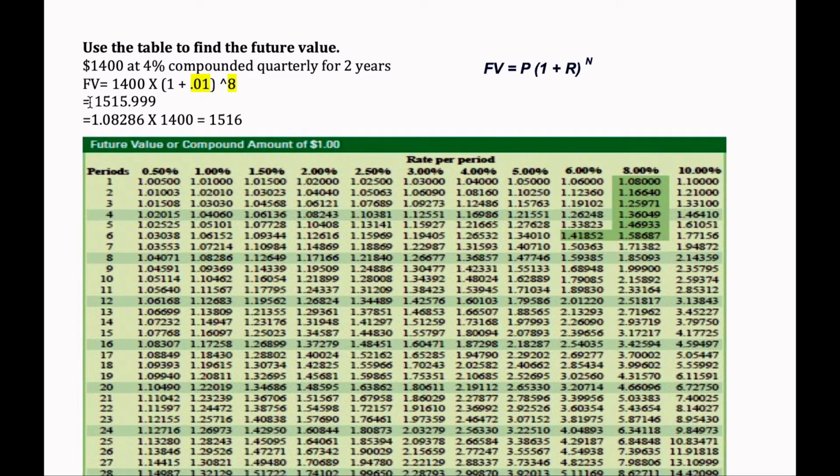When we found our future value using the formula, we had 1515.99. We could round this up to 1516. Hence in this video, we looked at 2 ways to find future value.